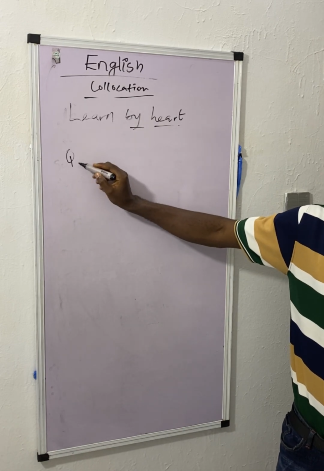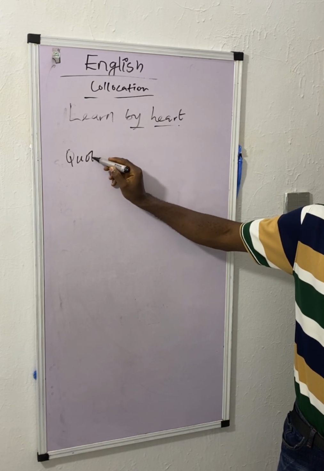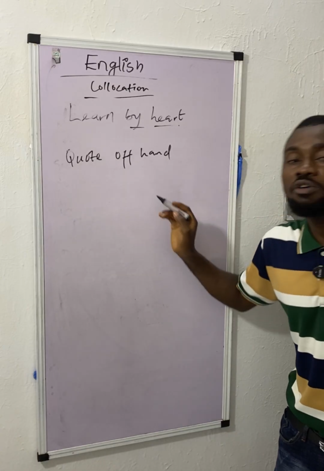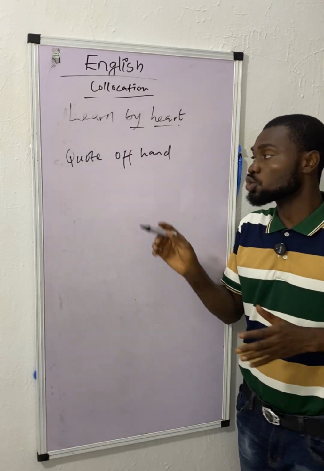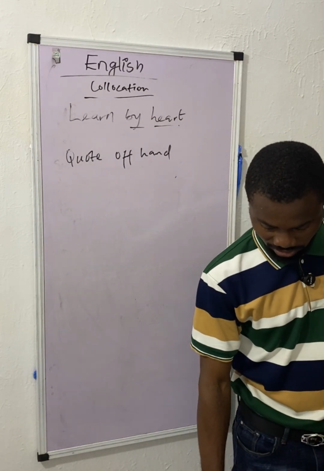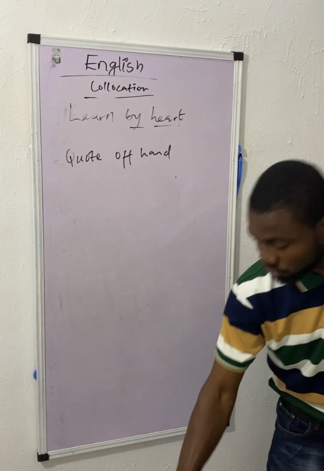But when you want to quote or recite, you quote offhand. I can quote it offhand, not off head. I can quote it offhand. I can recite it offhand. All right. That's that for collocation.